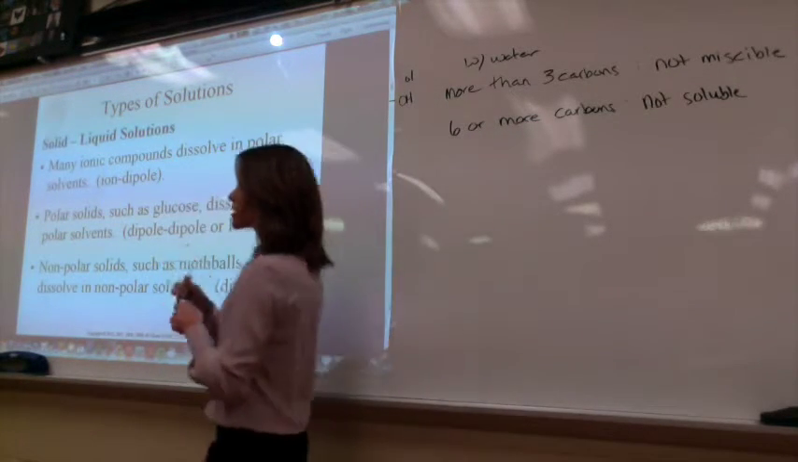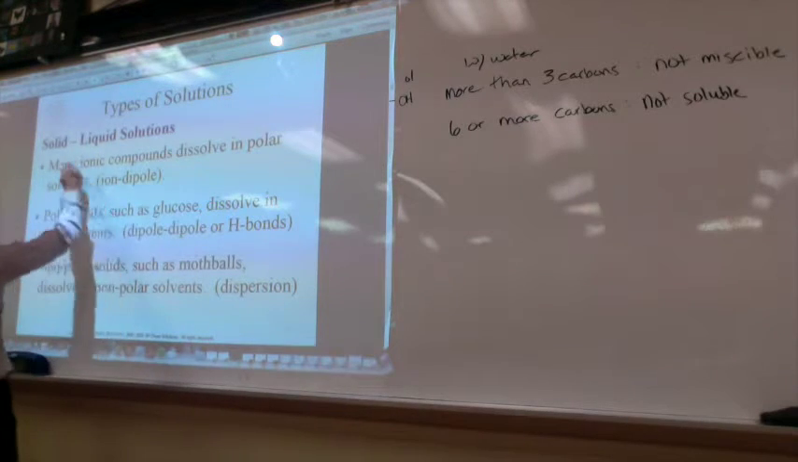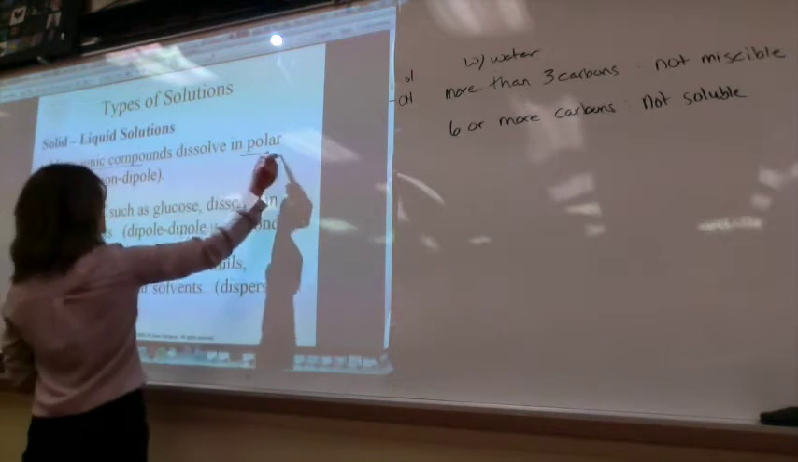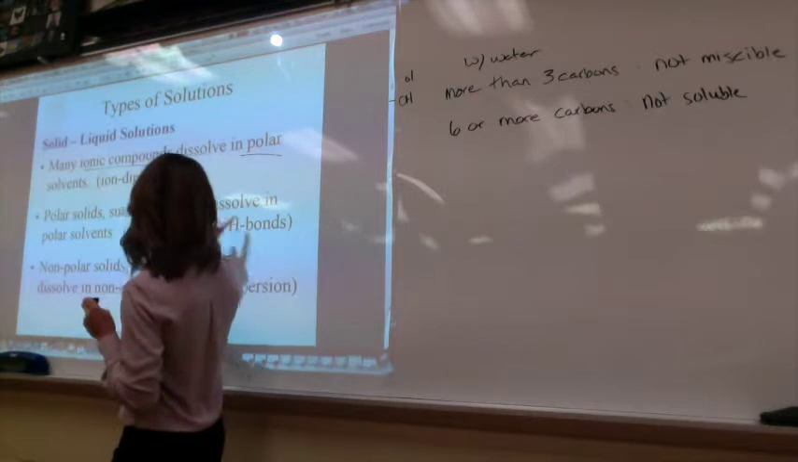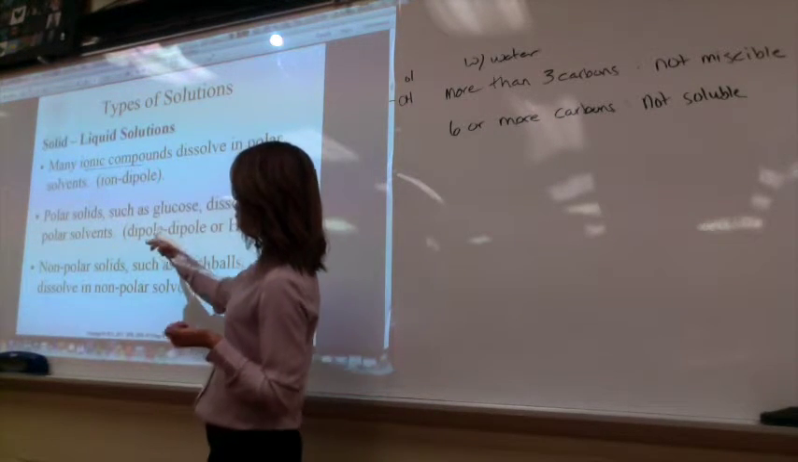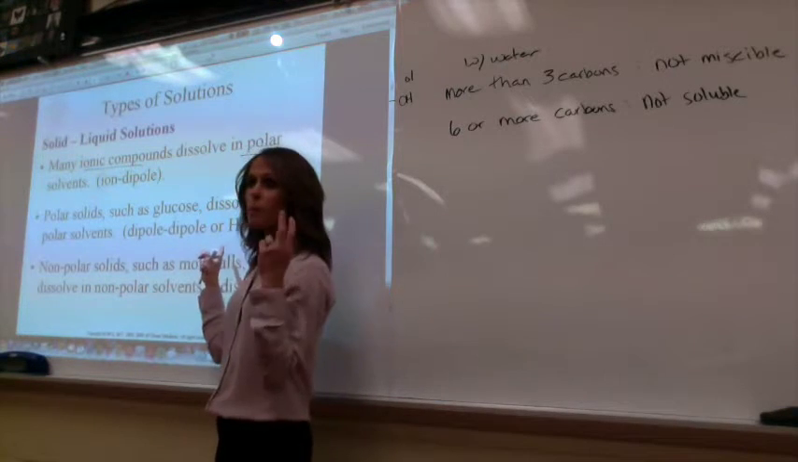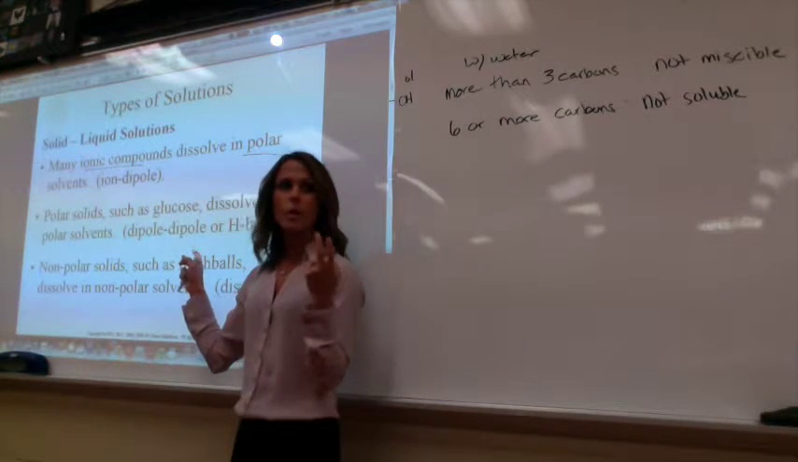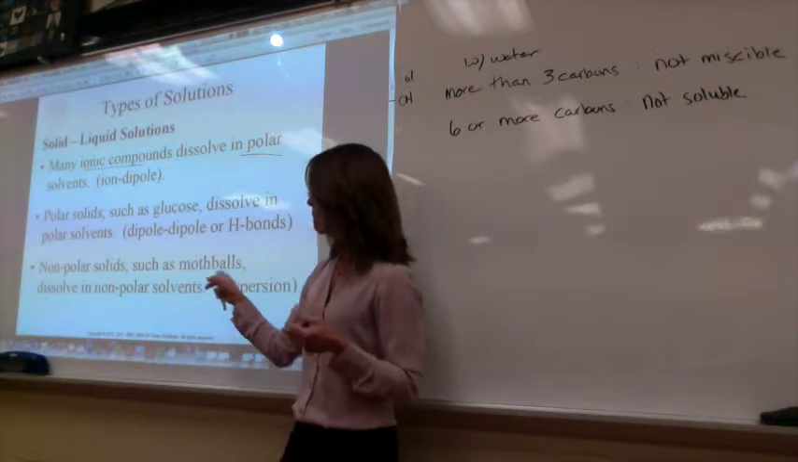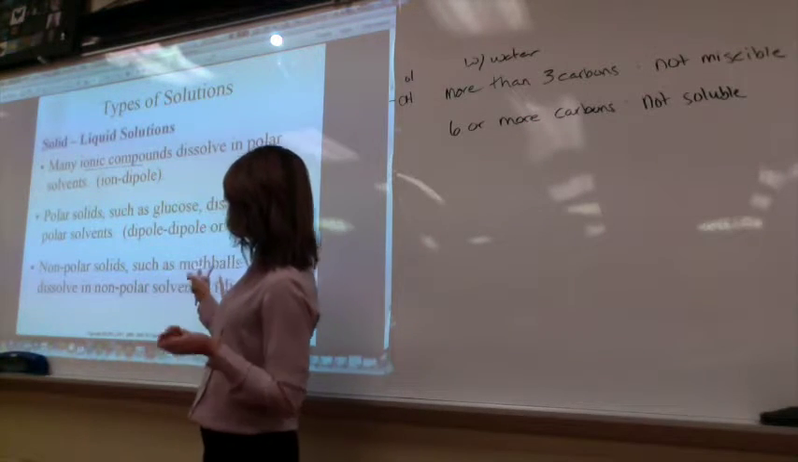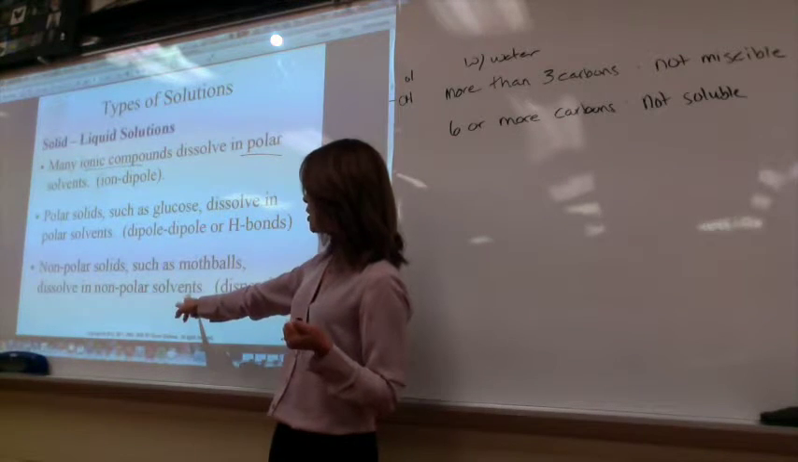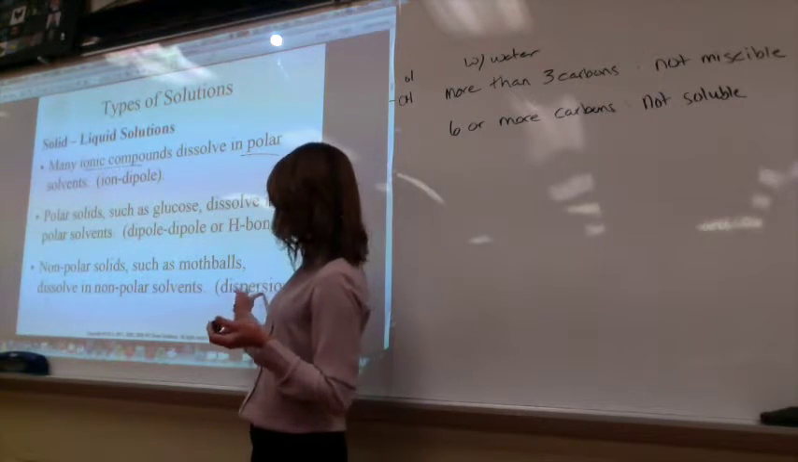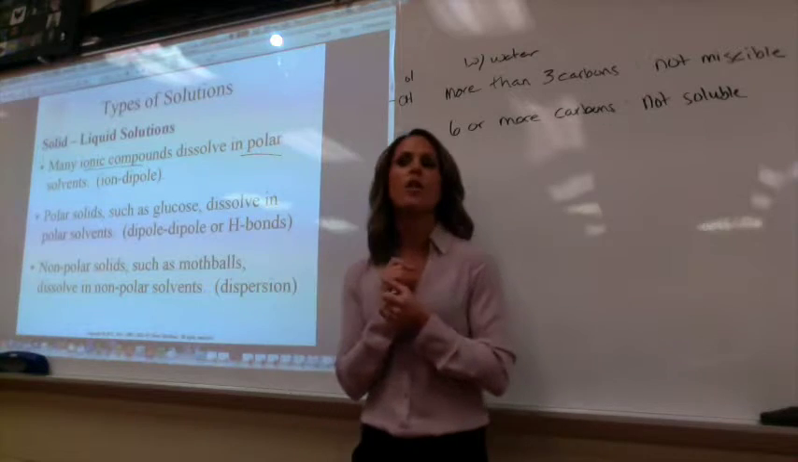So an ion dipole, again, is an ionic compound in a polar solvent. That's what we call an ion dipole. Polar solids, such as glucose, dissolve in polar solvents like water. We call that a dipole-dipole. If they both have H bonds, then we call it hydrogen bonding. And then nonpolar solids, such as mothballs, the correct name for mothballs is naphthalene, dissolve in nonpolar solvents, and that's just London dispersion forces. Do you guys know what mothballs are?